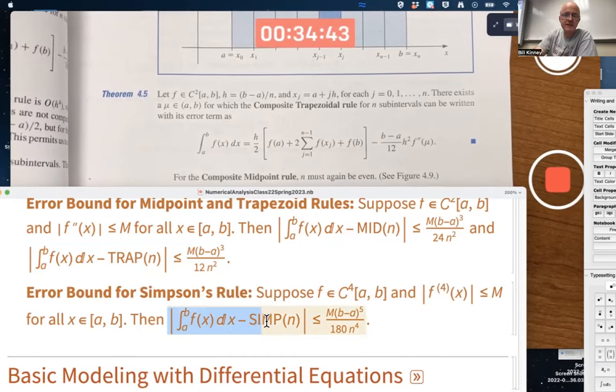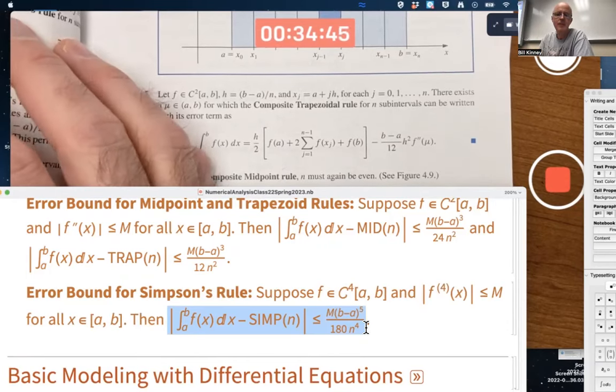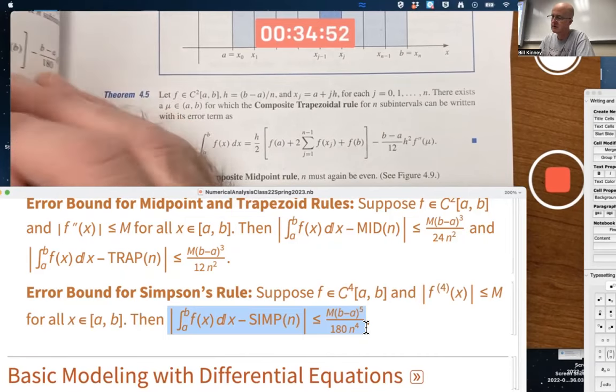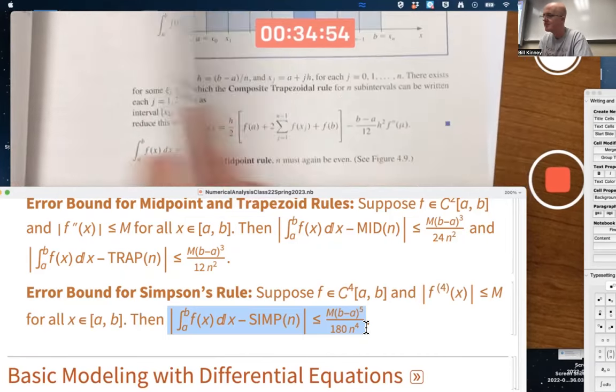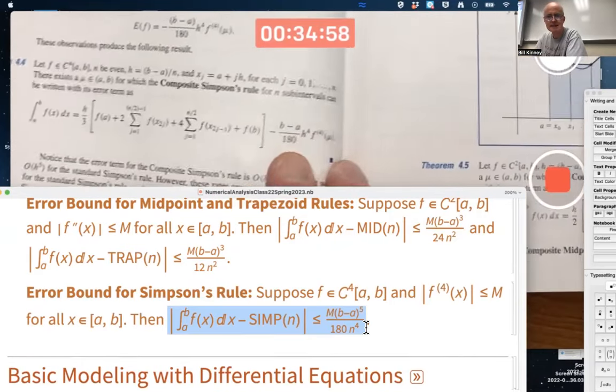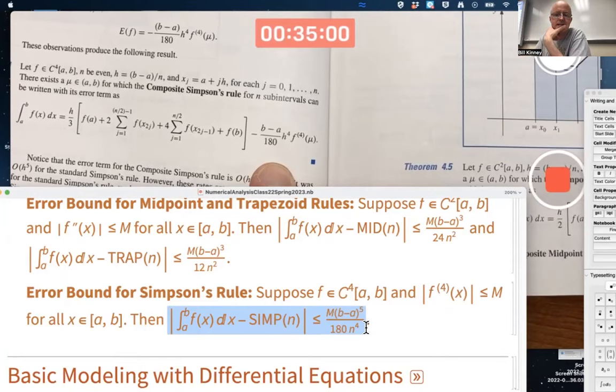Here's an upper bound for Simpson's error. Not surprising, it's based on an upper bound for the fourth derivative of the function over the interval. In the book, it's on the previous page, it looks like this. It is the same thing.